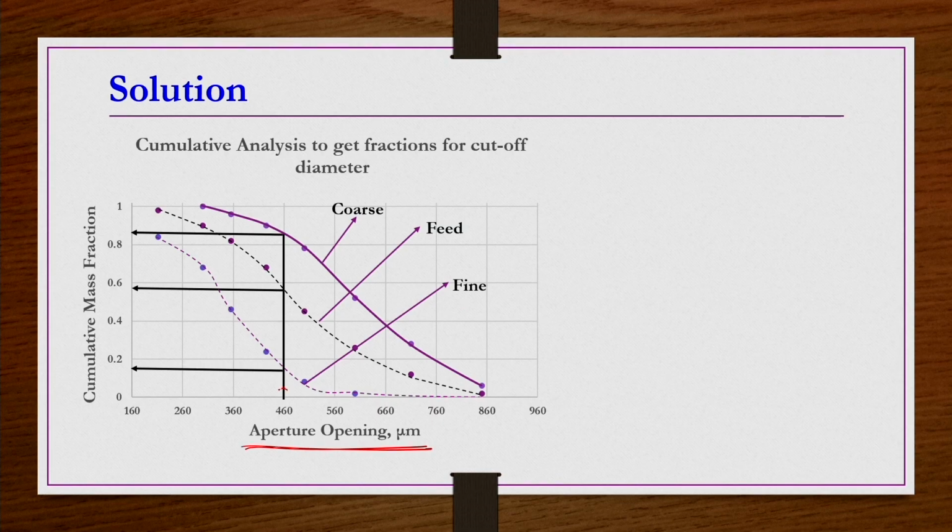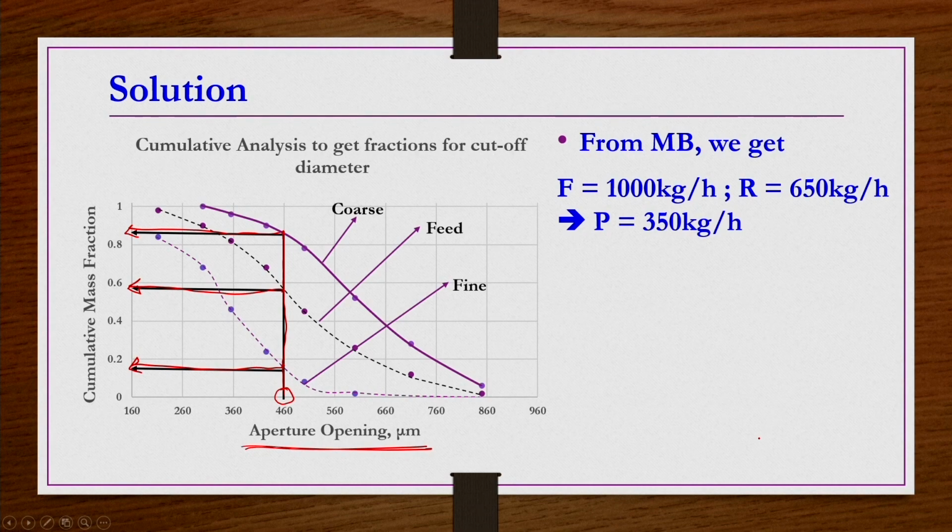The screen that has been used for separation is 460 microns. So, you draw a vertical line at 460, and wherever the feed curve intersects it, you take that as XF. That is 0.58. Similarly, the coarse one is coming as 0.85 and the fine one is coming as 0.14. From material balance, the feed is given as 1000 kg per hour, R is given as 650 kg per hour, so P you get as 350 kg per hour.